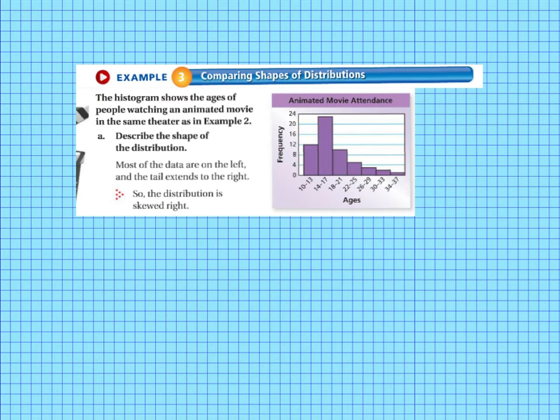So this is 2 steps and 2 directions, so it's kind of one for each part. And now for example 3A, we're going to compare shapes of distributions. So it says the histogram shows the ages of people watching an animated movie in the same theater as in example 2. So we're going to describe the shape of this histogram. So once again, our step is to outline this and look at that shape, and we can see that our tail is on the right, which means that our distribution is skewed right because most of our data is on the left.